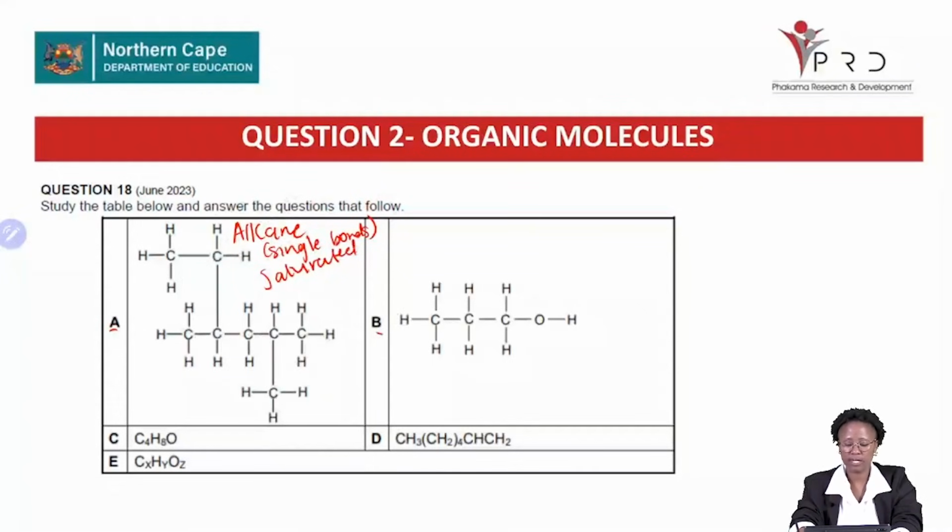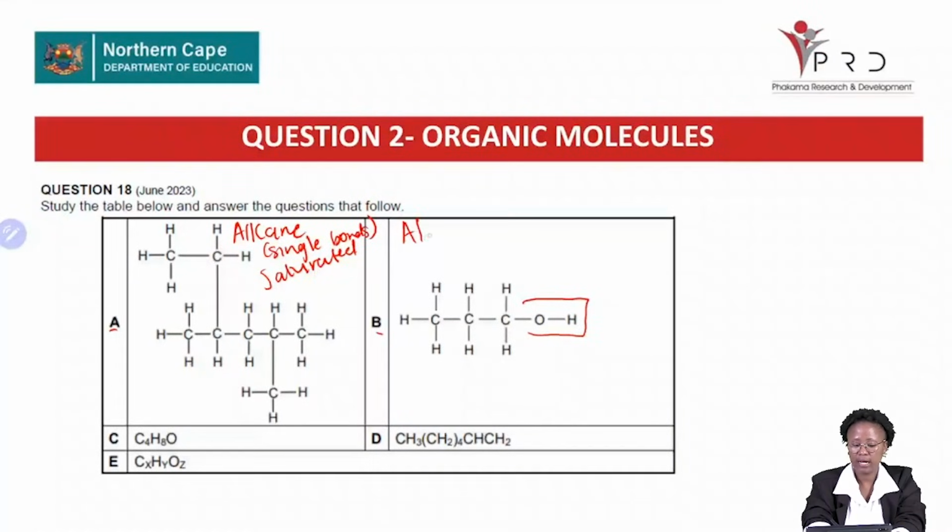Let's look at B quickly. For B, what is it that you are given? You are given the structural formula. How do I know? I can see the bonds. That's how I know it's a structural formula. The next thing you ask yourself, which homologous series does it belong to? I look at the OH. I know that this is an alcohol. That is the name of the homologous series. What is the name of the functional group of the alcohol? I know it's the hydroxyl group.